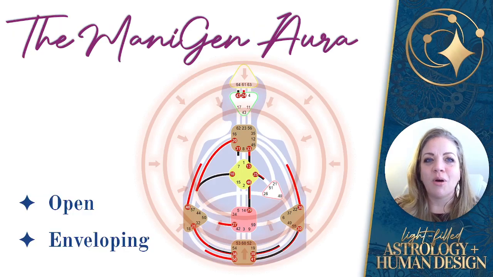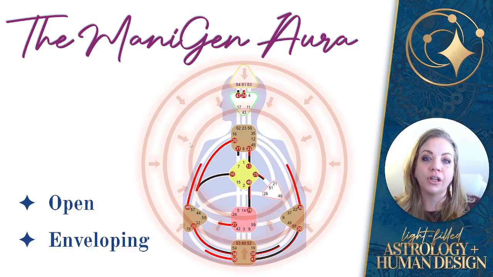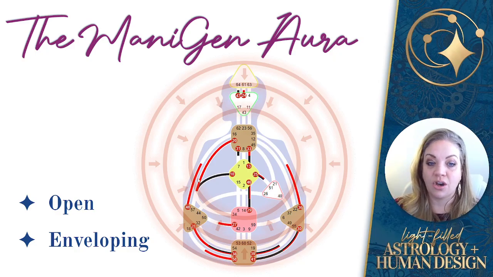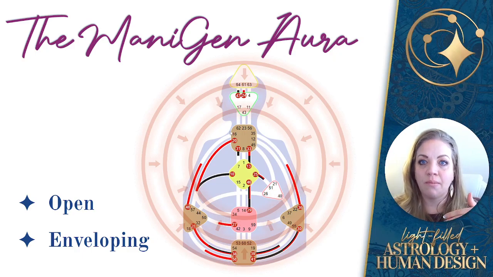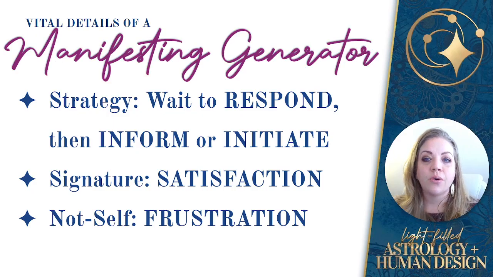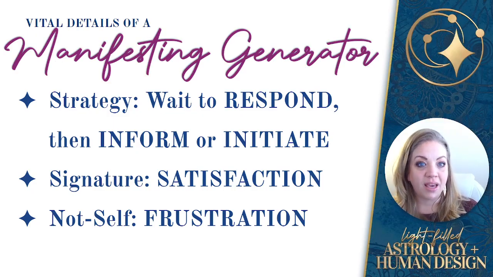So with the manifesting generator aura, it is also that open and enveloping aura. They do not have the closed and repelling aura that the manifestor does. Because the sacral motor is there, it just has this powerful effect to just go, go, go. And it provides that warm and enveloping aura, and there isn't that repellent kind of experience with the manifesting generator. So here are some of the details of being a manifesting generator.